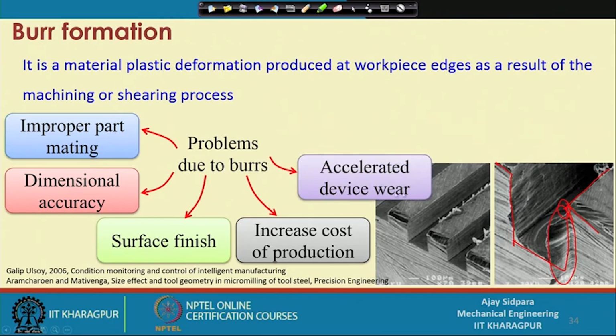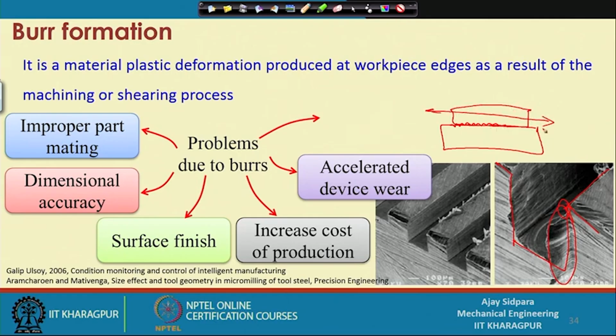And accelerated wear of the devices. Now, consider that burrs are present here and this particular surface has a relative motion. Suppose you have one workpiece and some burrs are located on the top surface, and there is another component which has a relative motion, reciprocating in this direction. Whatever burrs are present will be broken, and they will become the interface between the two surfaces.